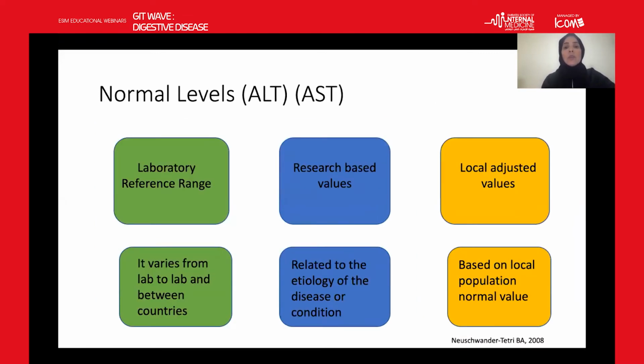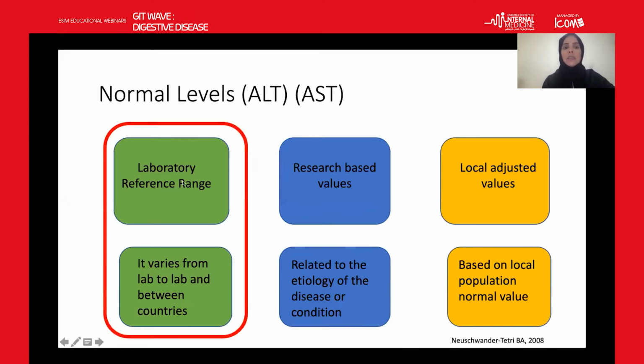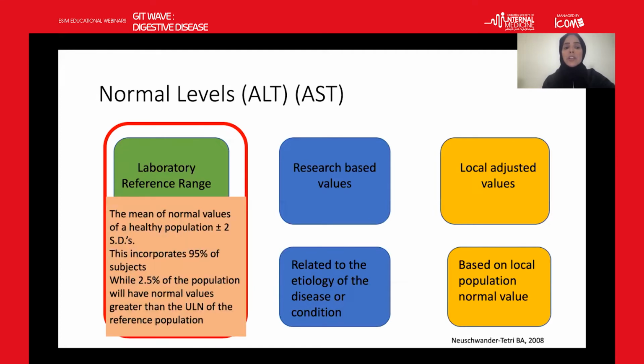So what is the normal AST/ALT level? Normally, what most physicians in different specialties use is the laboratory reference range. The laboratory reference range is different from lab to lab and from country to country. It is obtained from the mean of all normal values of healthy individuals who have no problem, plus or minus 2 standard deviations. And this will incorporate 95% of all the population in the area.